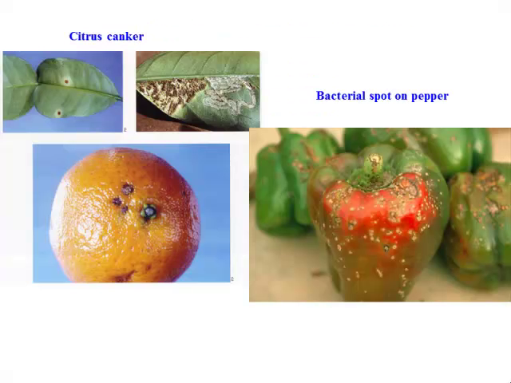So here are some examples of diseases you may have heard of, citrus canker being one that has been a significant issue in Florida in citrus production. It's caused by a Xanthomonas bacterium. You can see the lesions on the orange there. Bacterial spot of tomato and pepper is another serious issue. This causes probably 10 to 20% yield losses in tomato production on a yearly basis.